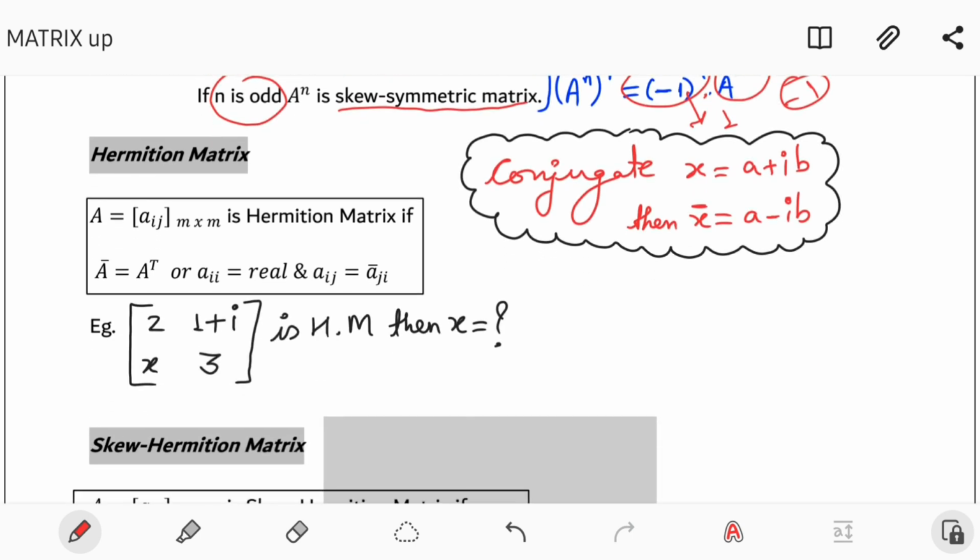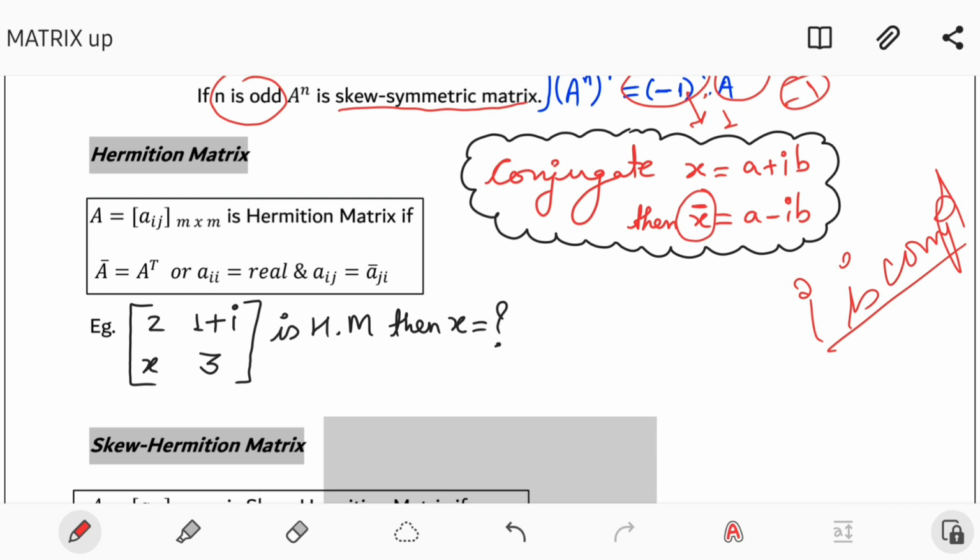Okay, the next is the Hermitian matrix. Before the Hermitian matrix, I want to tell you one thing: how to find the conjugate. In the case of complex numbers, we can find the conjugate by just replacing i with minus i. For example, x equals a plus iota b, then x conjugate, this is the symbol of conjugate, equals a minus iota b. This iota is the complex unit.